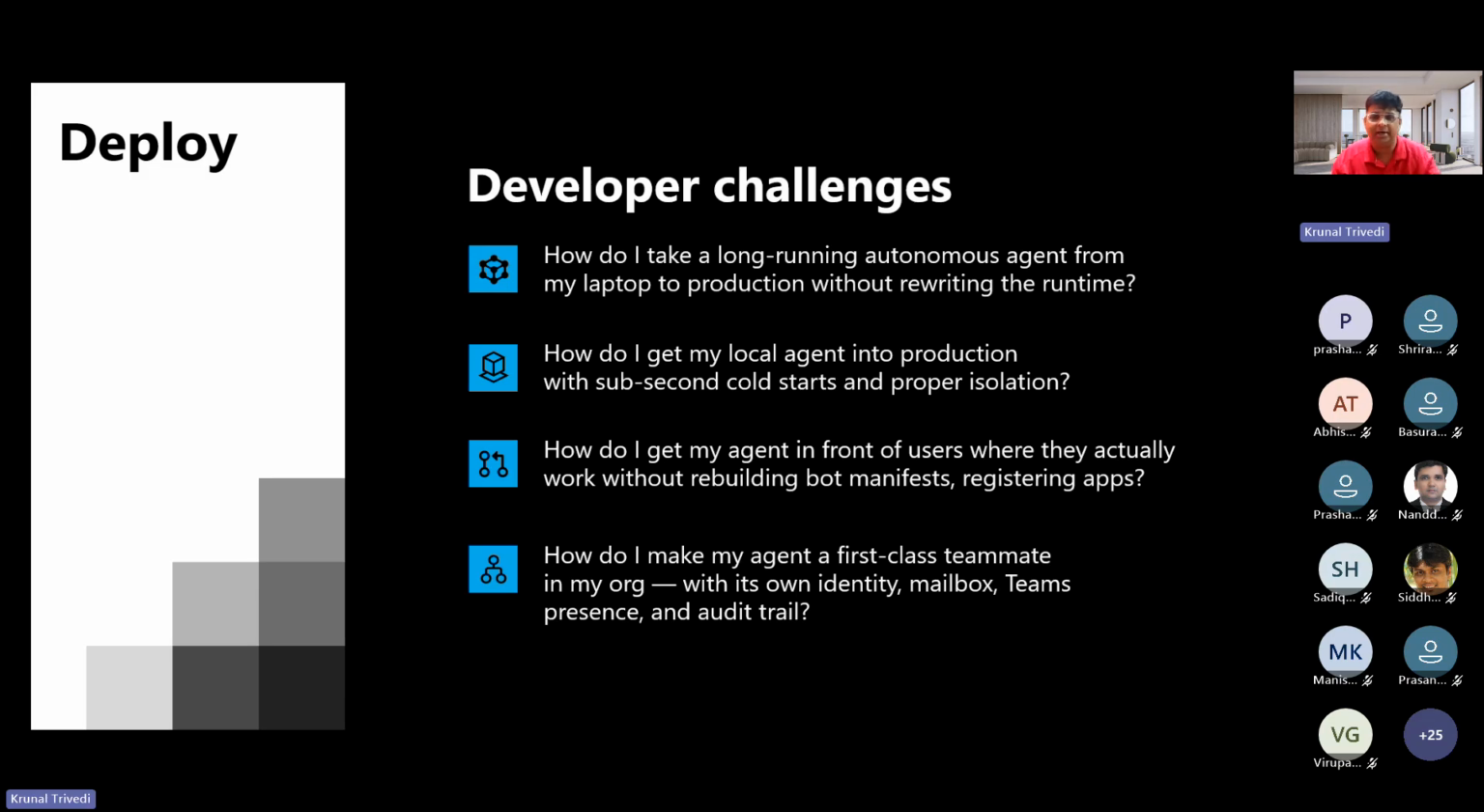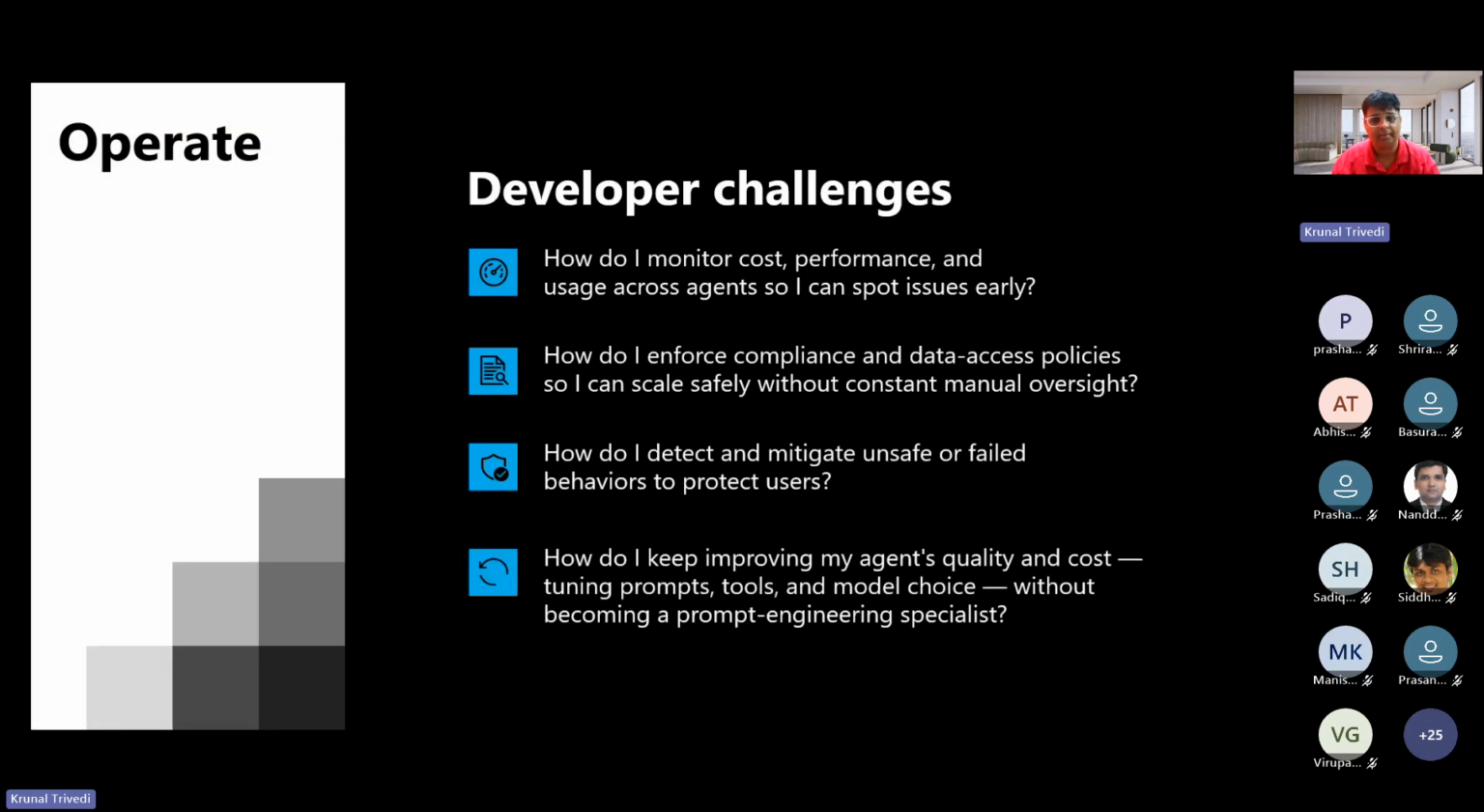Again, in your organization, you have multiple projects running, and you want to publish to multiple projects at the same time for multiple teams, right? So again, how to do all these things, and all the solutions are available with Microsoft Foundry. And the third one is operate. How to monitor cost, performance, and usage across agents, how to enforce compliance and data access policies, how to detect and mitigate unsafe or failed behaviors, and how to keep improving agents' quality and cost, tuning prompts, tools, and model choices.